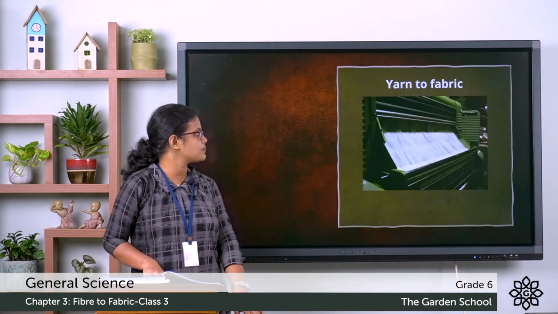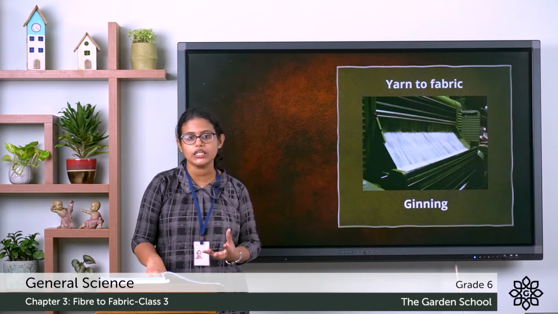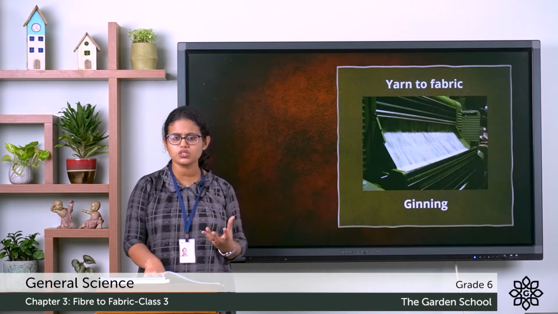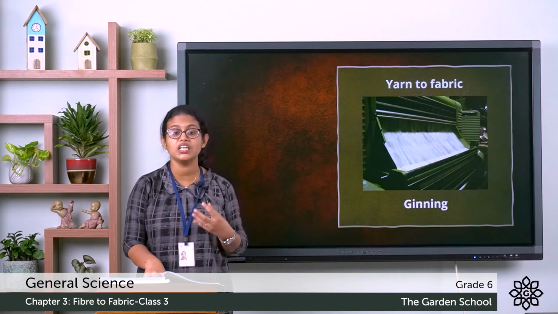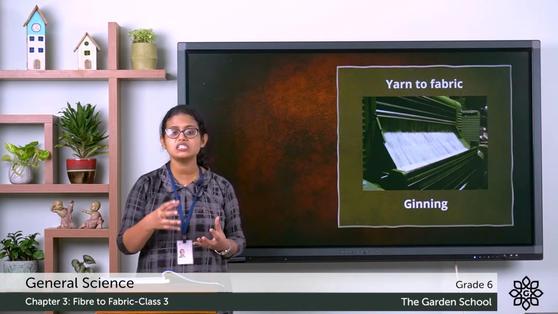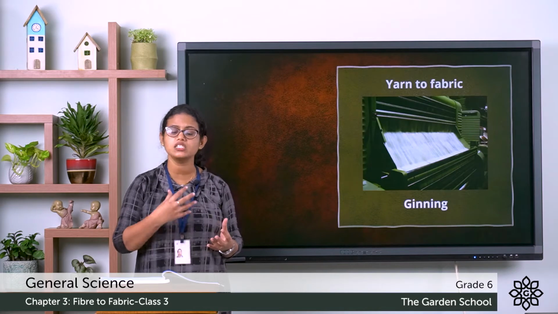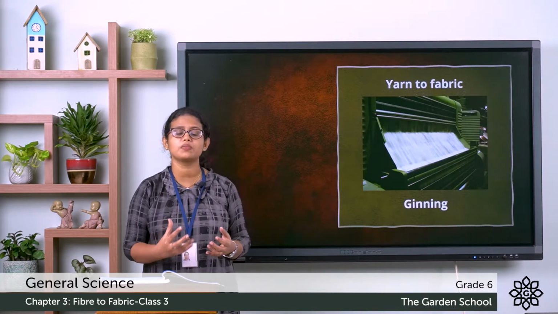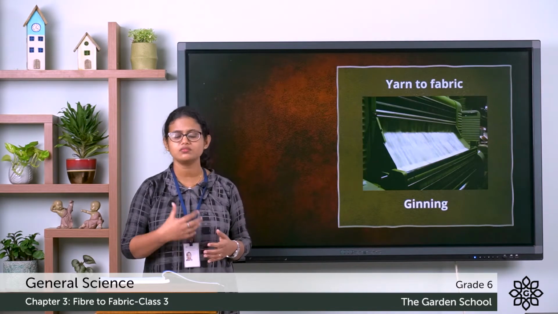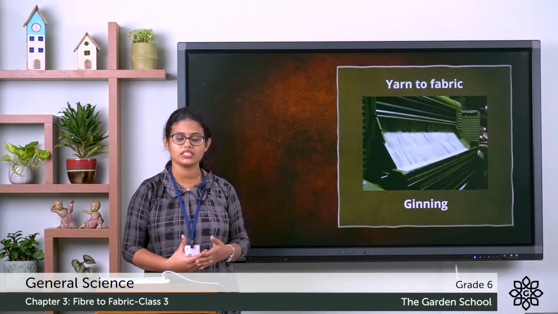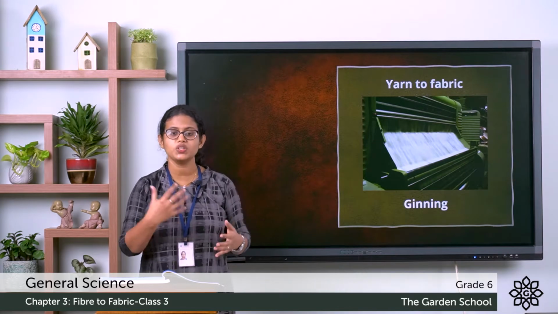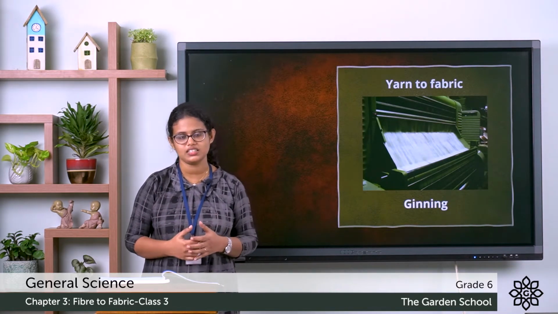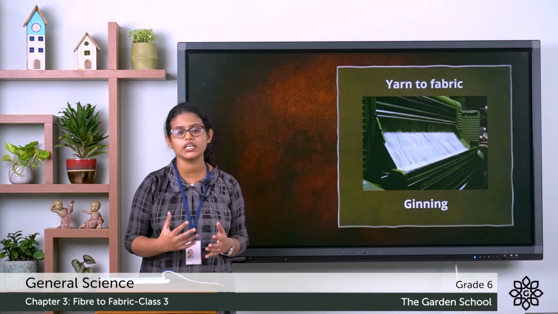So the first process involved is ginning. Have you heard of this term, ginning? Do you know what is the meaning of ginning? Ginning means the fiber is separated from the plant part. So first the fiber is separated from the plant part, and that process we call ginning. The cotton fiber is separated from the cotton seed. That process we call ginning.